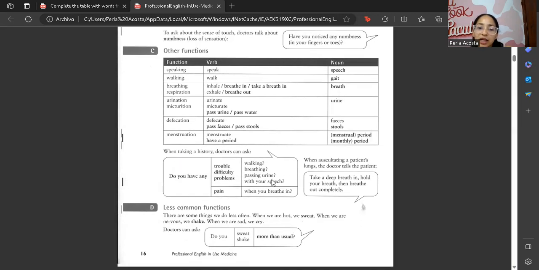When taking a history, doctors can ask, do you have any trouble walking? Do you have any difficulty breathing? Do you have any problems passing urine? Do you have any difficulty or problems with your speech? Do you have any pain when you breathe in? When auscultating a patient's lungs, the doctor tells the patient, take a deep breath in, hold your breath, then breathe out completely.